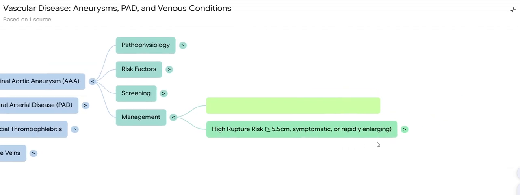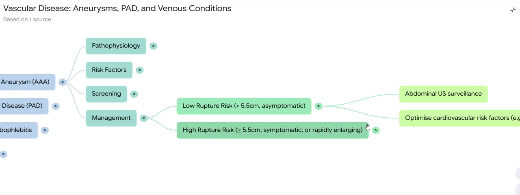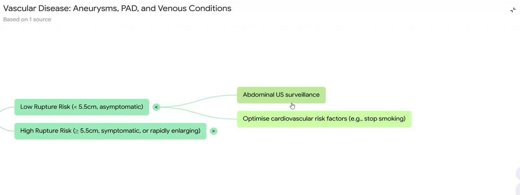If it is a low rupture risk, it means that it's not large, it's either small or medium. And also, this is important, the patient is asymptomatic. The patient is asymptomatic, so we consider it a low rupture risk, okay? It's less than 5.5, patient is asymptomatic. What do we do? We will just use the abdominal ultrasound surveillance as mentioned previously.